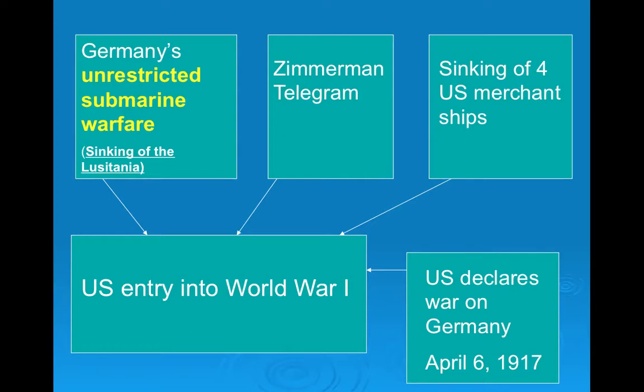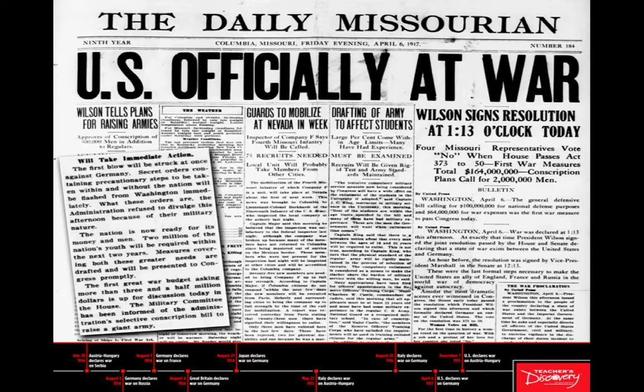That's right, us. So those 3 things put together, and I can't stress enough the importance that you memorize these 3 things, are going to lead to the U.S. declaring war on Germany April 6, 1917. 1 year left in the war, we'll clean up. Here's the Daily Missourian: U.S. officially at war, drafting of army to affect students, guards to mobilize in Nevada, Wilson signs resolution.